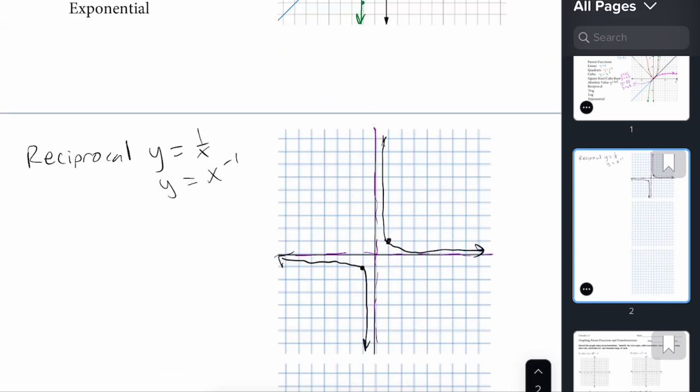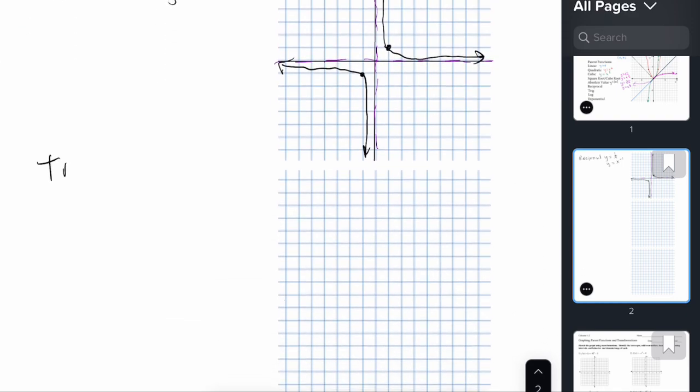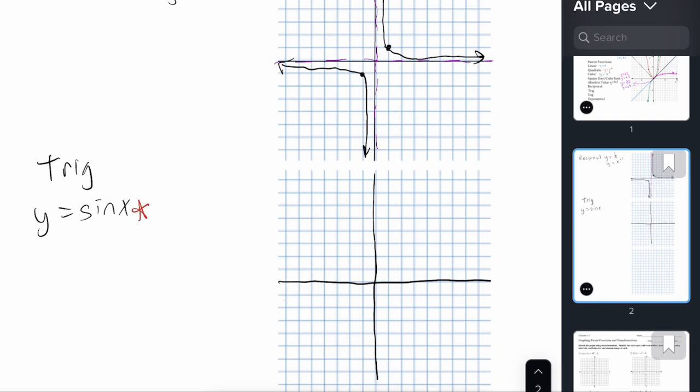Now, let's talk about our trig functions, okay? For trig, let's think about our sine graph. This time I needed the trig graph paper. The main thing to remember about our sine graph is that it starts at 0, always has a height of 1 or negative 1. It comes back down at pi.